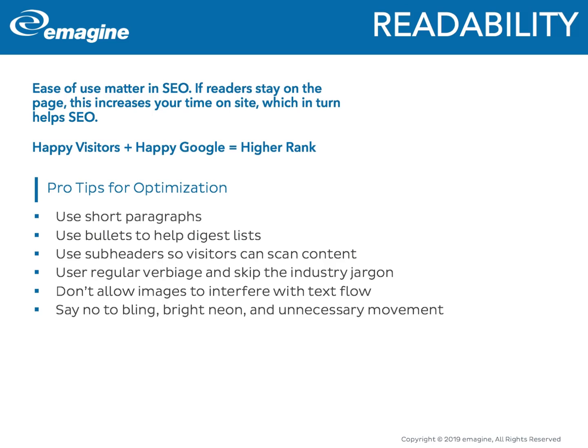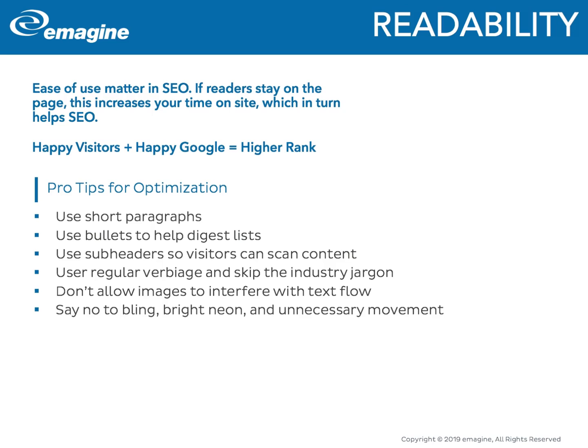If SEO is done right, your content will be very readable. It will make humans happy. Those happy humans make Google happy, which equals higher ranking. It's as simple as that. How do you make things readable? You use shorter paragraphs. We make sure that we have bullets where bullets can be helpful, and subheaders to really section out longer pieces of content so visitors can scan and jump to things that are really important to them. We use regular verbiage and we skip the very complex industry jargon.